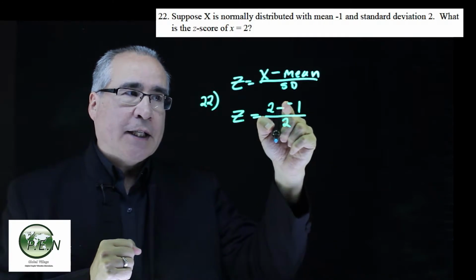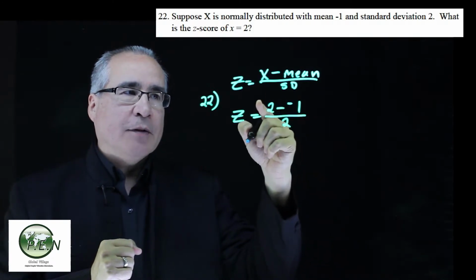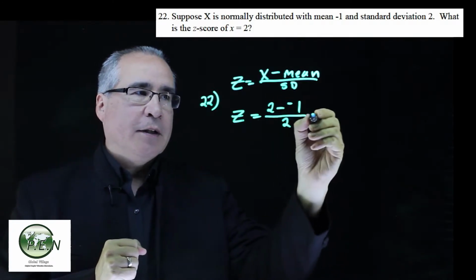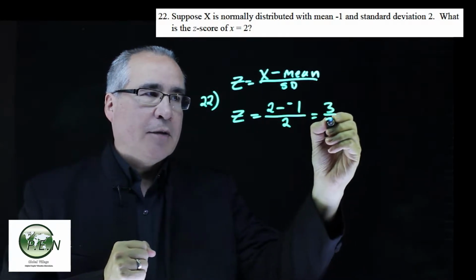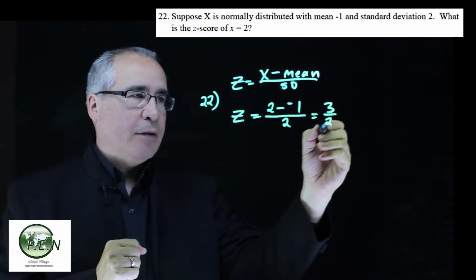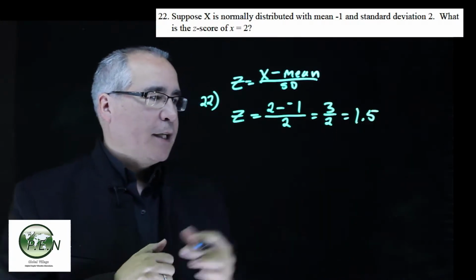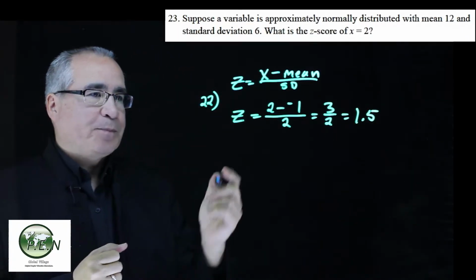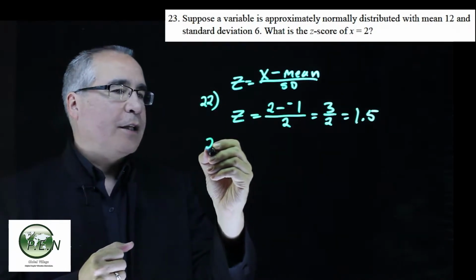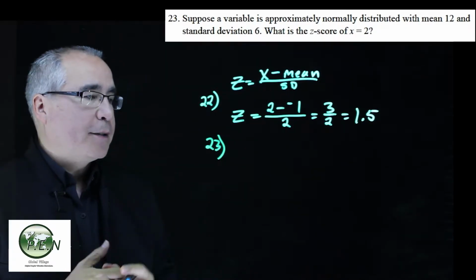So subtracting a -1 is the same thing as adding 1, so this becomes 2 plus 1, which is 3 over 2. It's a positive value. 3 divided by 2 is 1.5. That is our z-score. Let's take a look at another, 23 here.